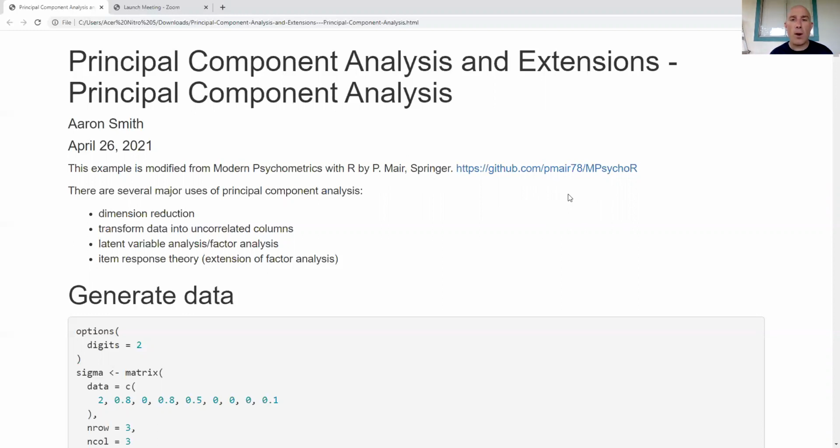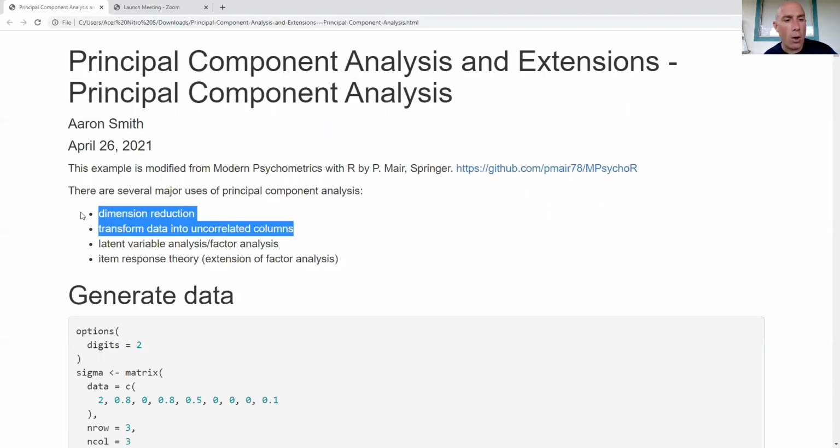All right, so principal component analysis, I would say there's probably four major uses of it. So the first two are usually more like machine learning, data mining uses. And we're going to say dimension reduction and transform data into uncorrelated columns.